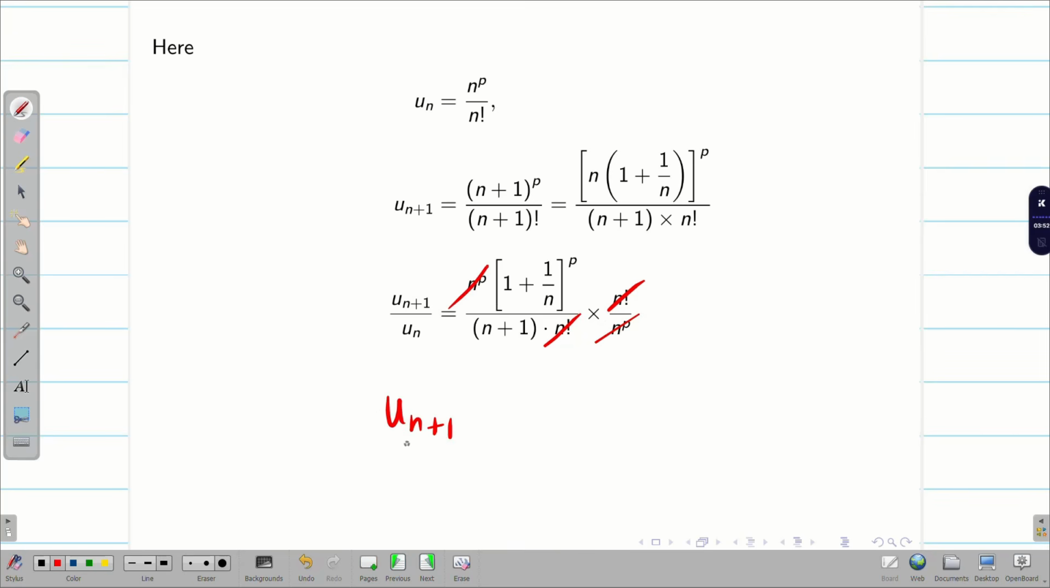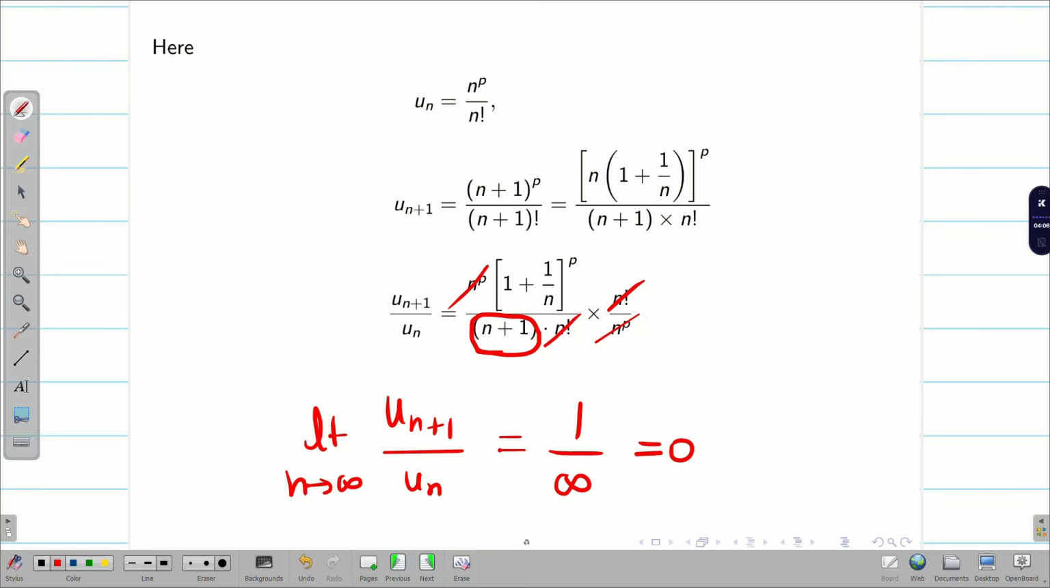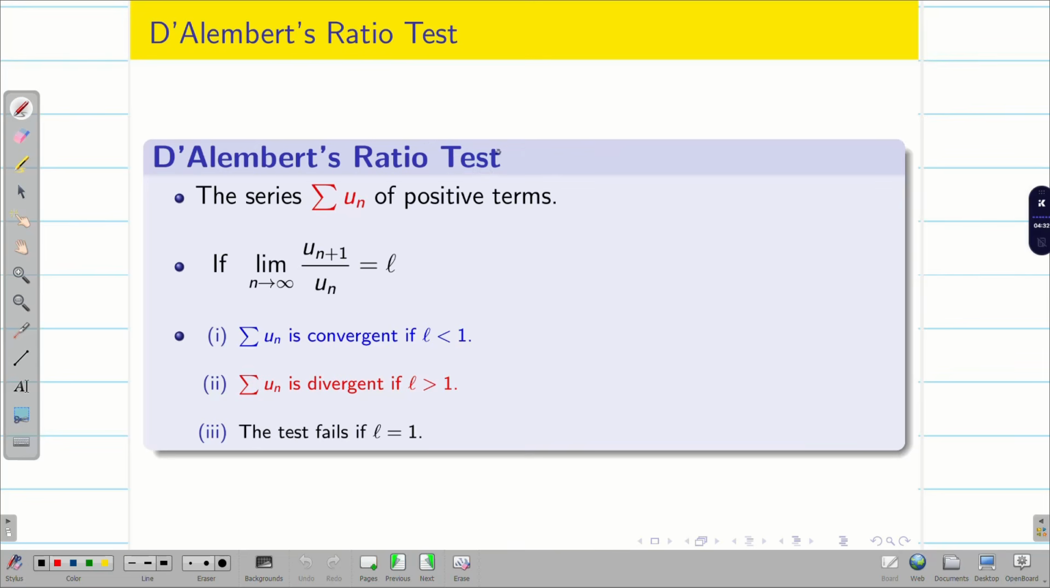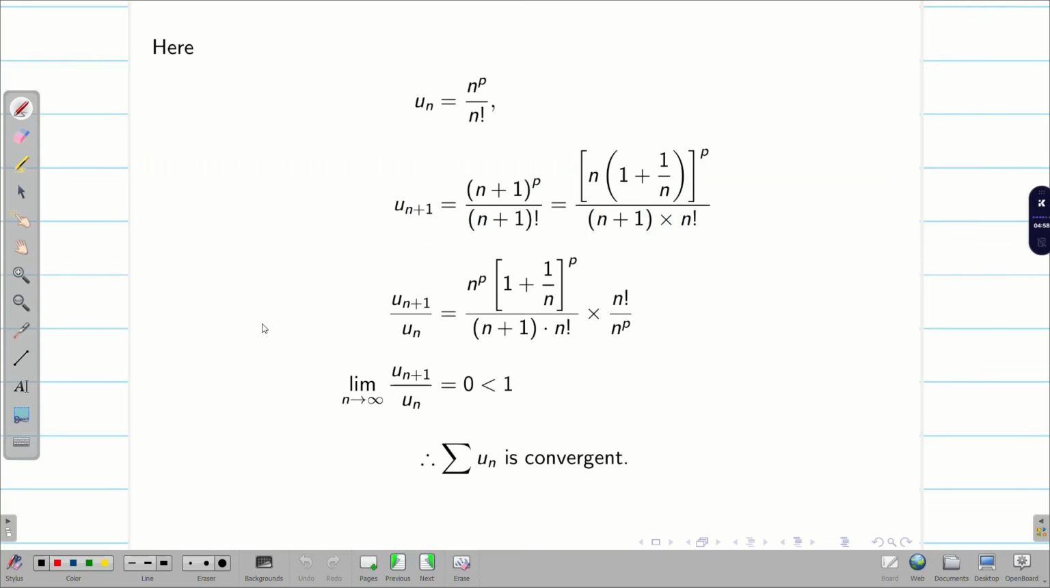If you apply n tends to infinity, since in the denominator I have n plus 1, immediately it becomes 1 by infinity, that is 0. But it is good. In ratio test, my L should not be equal to 1. Here it is 0, that is less than 1. That is good, no issues. Now, if it is less than 1, by ratio test, we can see it is convergent. Therefore, the given series is a convergent series. See how easy it is.